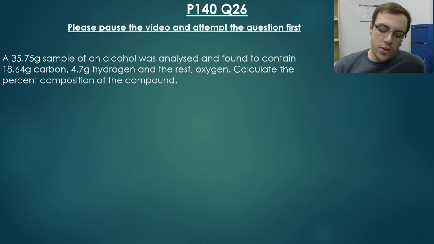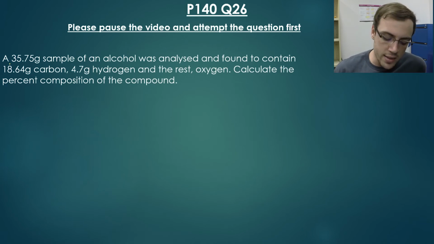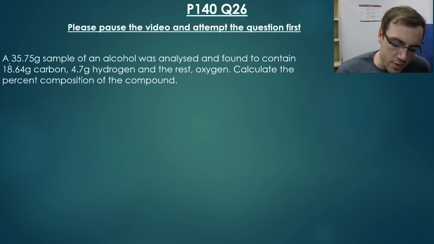Okay, so let us now go through page 140, question 26. Now I want you to, again, please pause this video and attempt this question yourself, as it's a simple question, but it can trick you into looking more difficult than it is. The question states that a 35.75 gram sample of an alcohol was analyzed, and it contains 18.64 grams of carbon, 4.7 grams hydrogen, and the rest is oxygen. So calculate the percent composition of the compound.